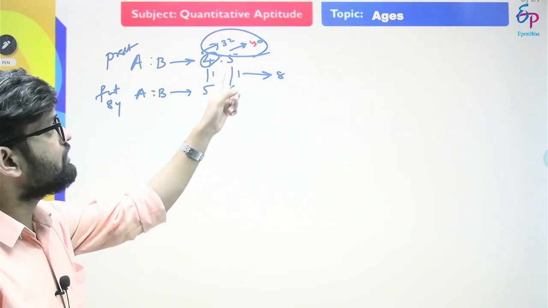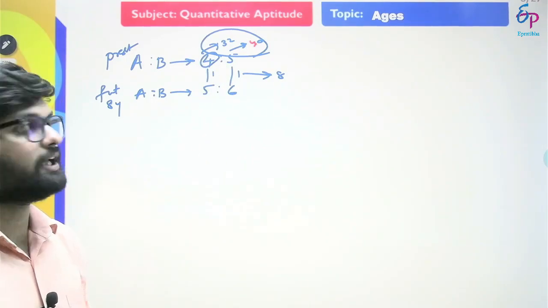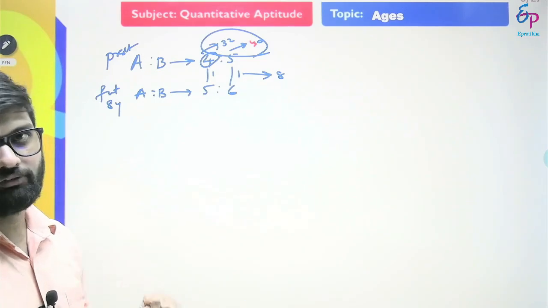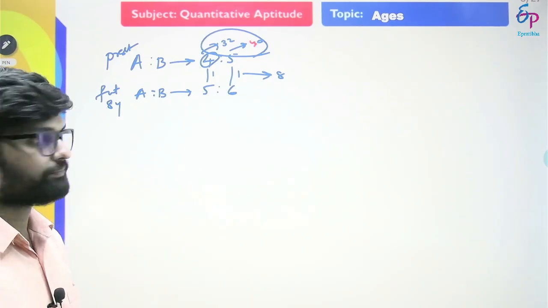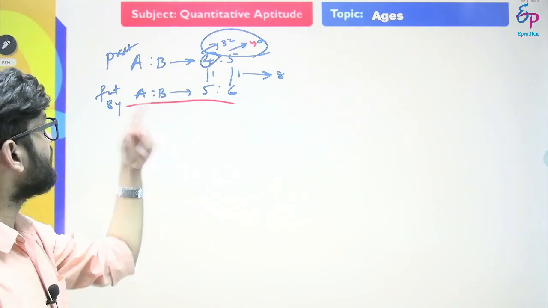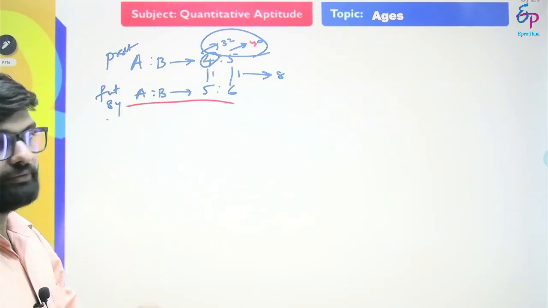1 part is equal to 8 means 4 parts is equal to 32 and 5 parts will be 40. 5 parts will be 40 is the correct answer for A and B. Okay. These are the ages of A and B after 8 years, but I am asking you to find out present always. So 32 comma 40 is the age.